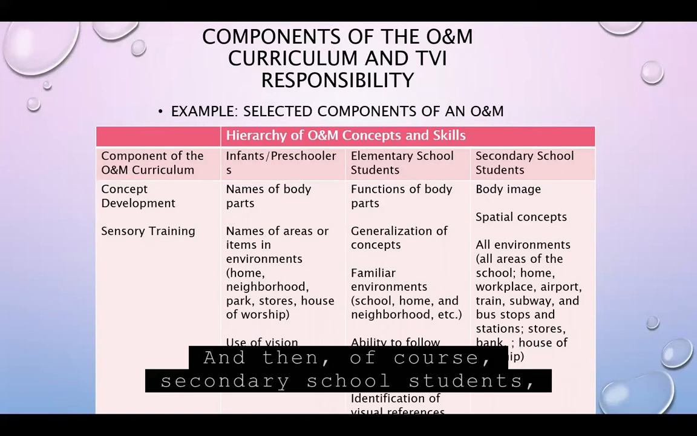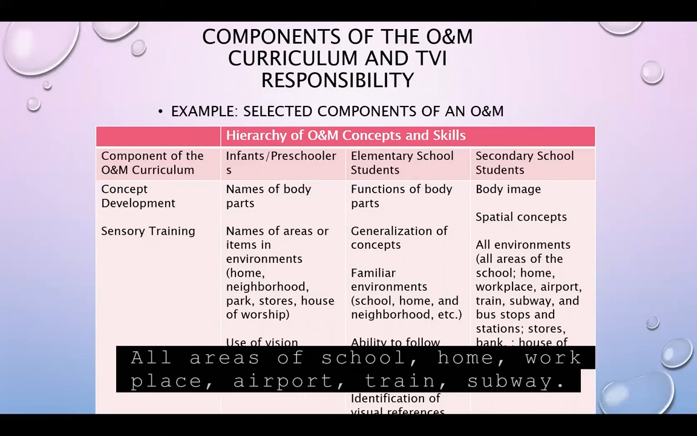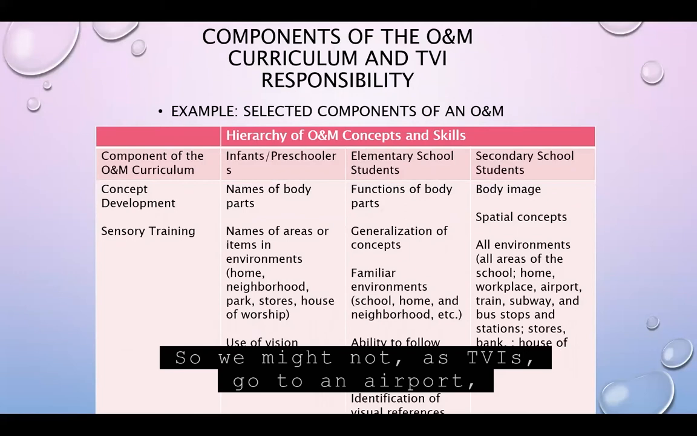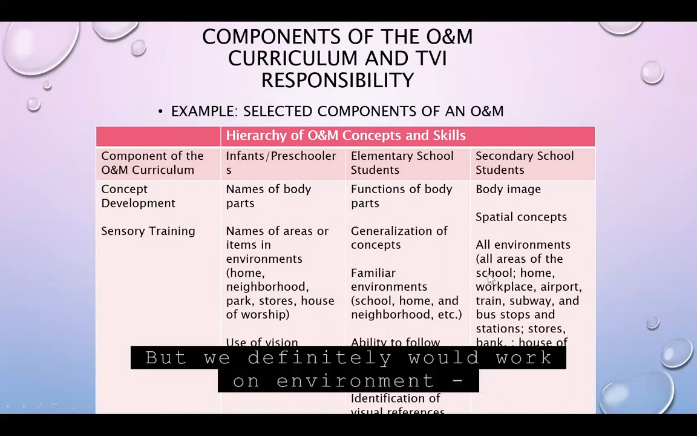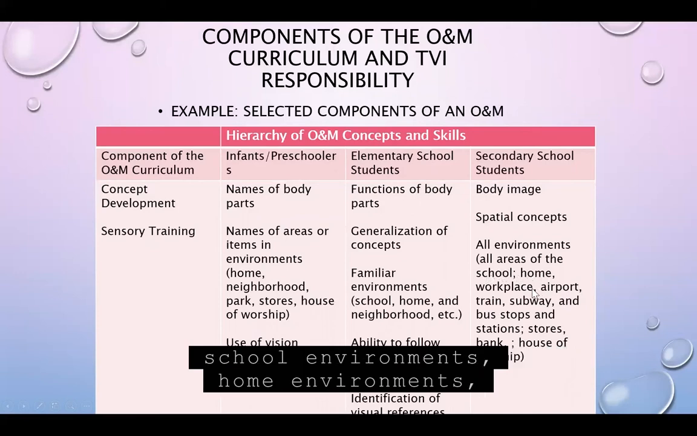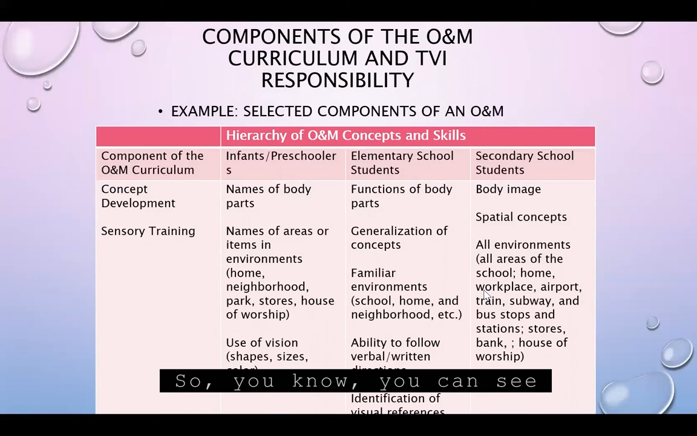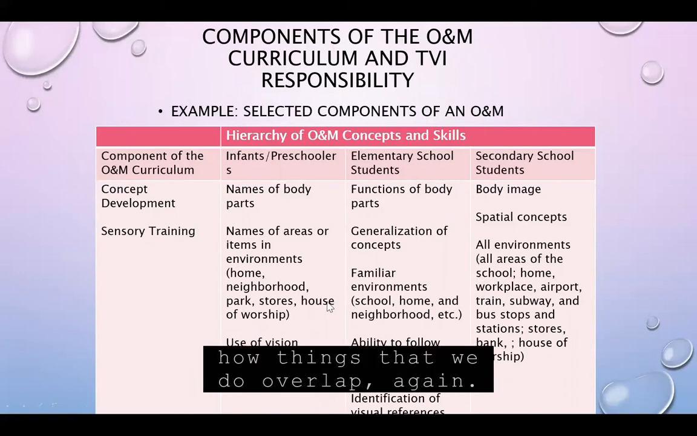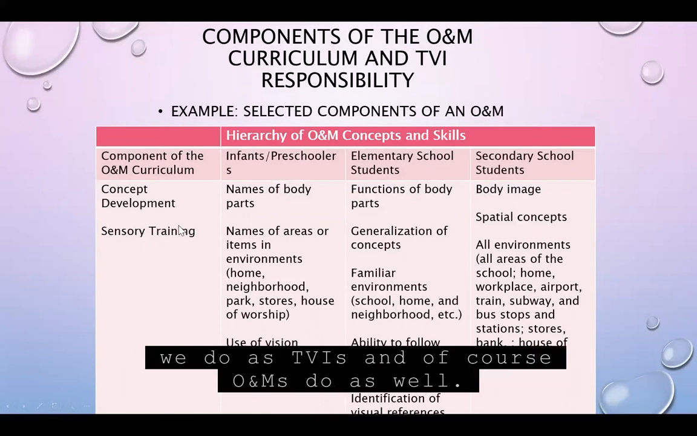And then, of course, with secondary school students, we're looking at body image and spatial concepts. And then all environments, all areas of school, home, workplace, airport, train, subway. As TVIs, we might not go to an airport or a train or subway. That's more of an O&M issue. But we definitely would work on school environments, home environments, and possibly workplace environments, depending on the situation and the student. So you can see how the things that we do overlap. And of course, we have the sensory training that we do as TVIs, and O&Ms do as well.